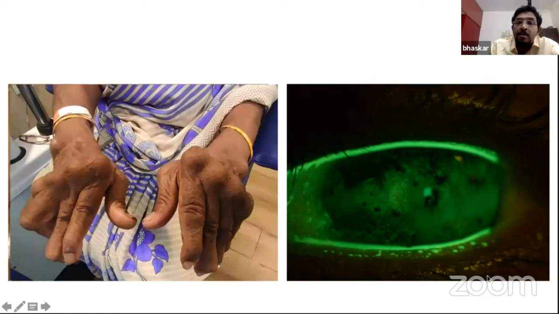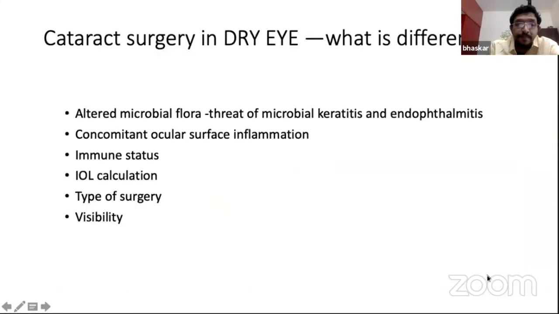So it is important to examine the patient systemically. Any patient with a dry eye, specifically look at the joints, ask them the history for you to come to a diagnosis as to what could be the cause for their dry eye. And why are we worried when you're talking about a cataract surgery in these patients is because you can have an altered microbial flora in their eyes. So you could end up with a little bit of increased risk of infection.